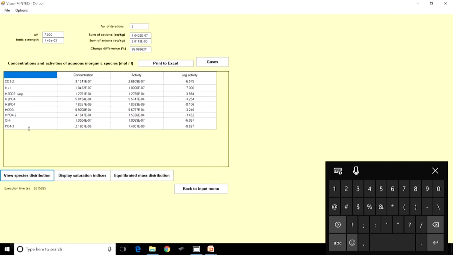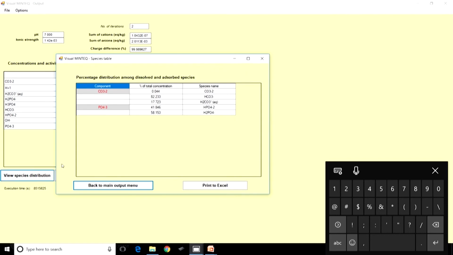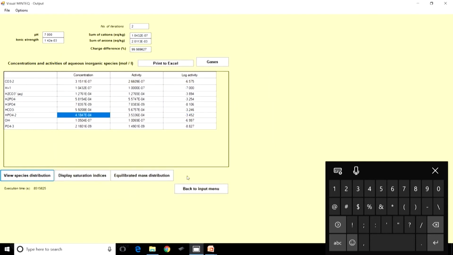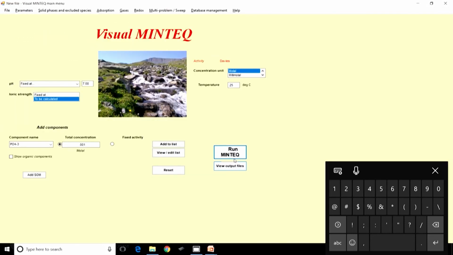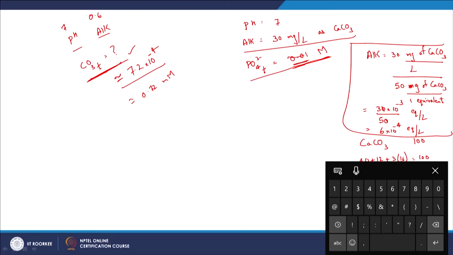So now I can calculate the relevant concentrations of the relevant species, which are H2PO4, H3PO4, HPO4 2 minus, which I was unable to do earlier. So I look at the relevant species distribution, right? So CO3 2 minus, it's present obviously at 82% in HCO3 minus, and PO4 3 minus is present as HPO4 2 minus and H2PO4 minus, right? So let's just summarize what we were up to, right? Back to input menu. So keep in mind that we changed this particular value to make it similar.